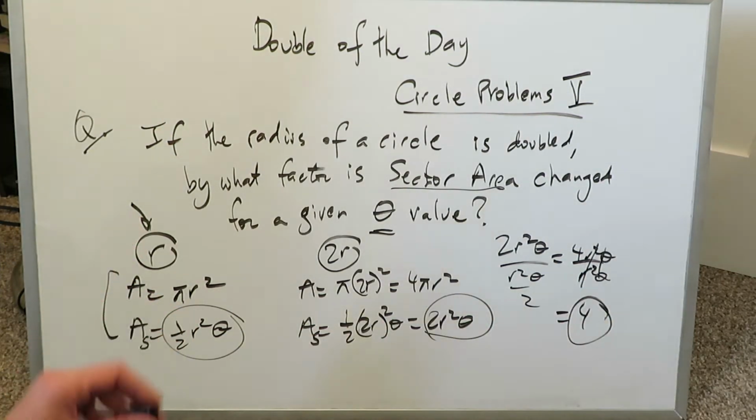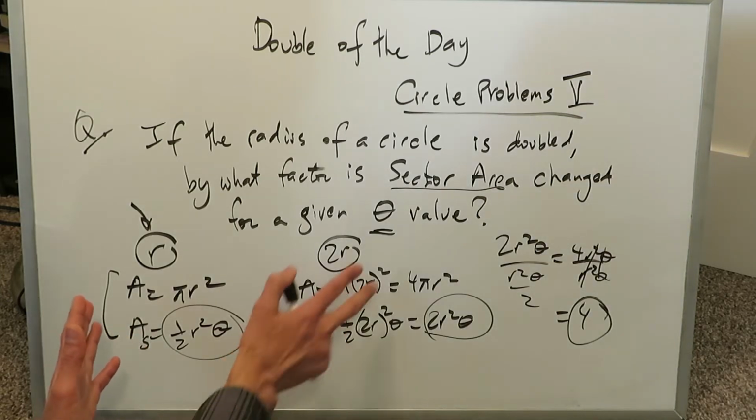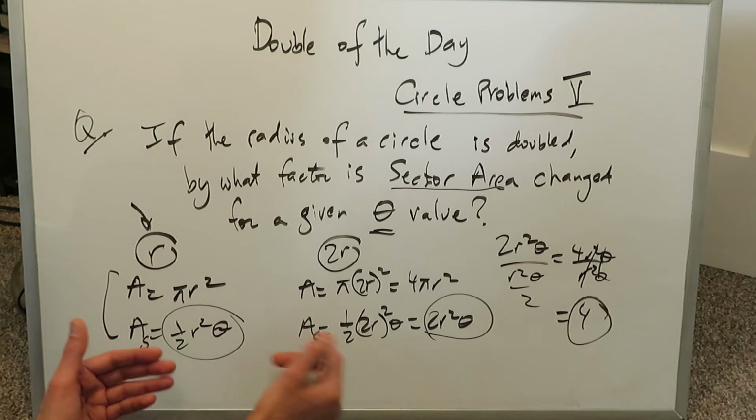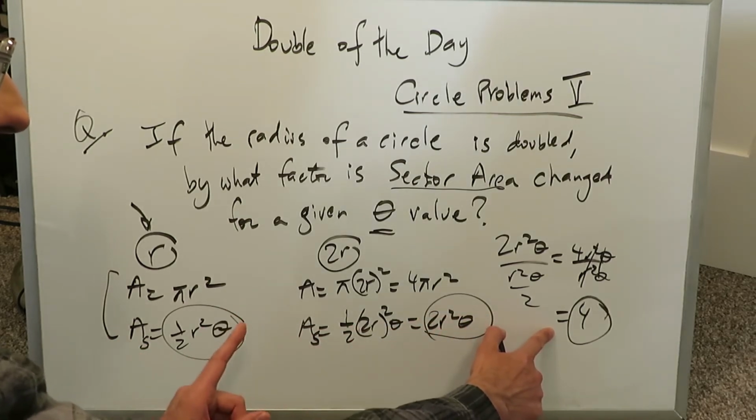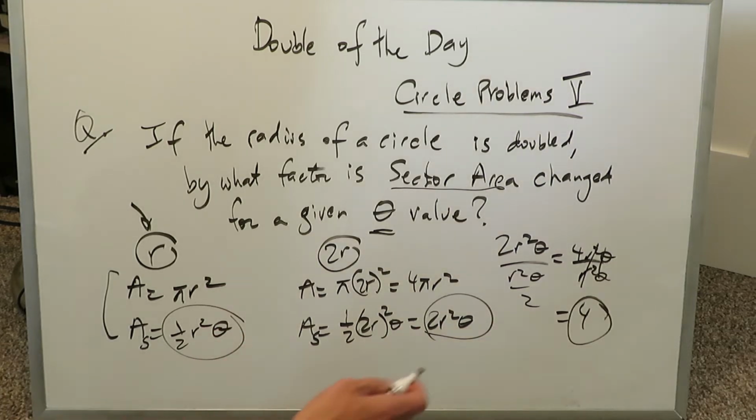When the radius of the circle is doubled, the area of a sector for a given theta value, or angle in radians, is increased, not in terms of a sum, but by a product of 4. So you can say that the area of the sector is 4 times that of the original area of the sector, and that completes this question.